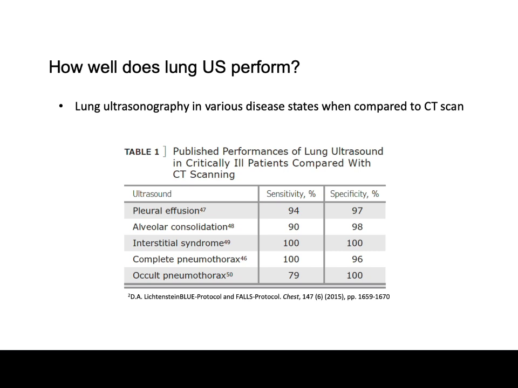For complete pneumothorax, sensitivity of 100% and specificity of 96%. And for occult pneumothorax, a sensitivity of 79% and specificity of 100%. As you can see, the examination characteristics of lung ultrasound are in many ways comparable to CT scan.